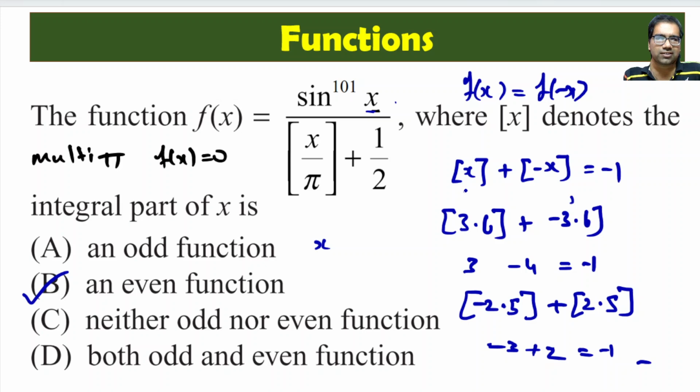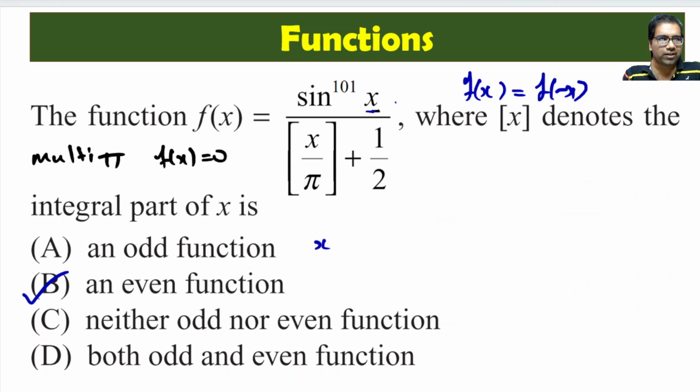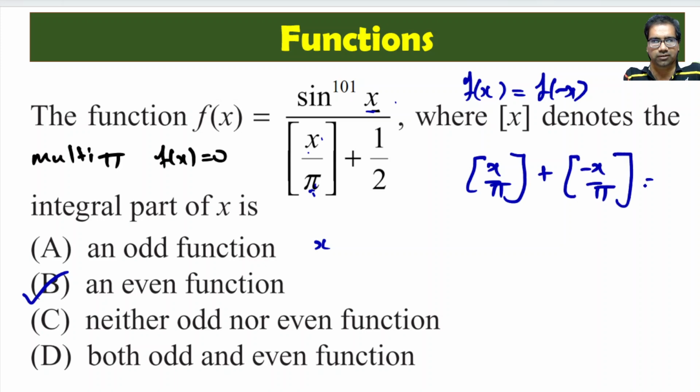So we know greatest integer function of x plus greatest integer function of minus x is always equal to minus 1 as long as x is not an integer. Right, as long as x is not an integer, it is always equal to minus 1. Now, when x is a multiple of pi, then we realize that this is an integer, and whenever x is a multiple of pi, the numerator itself is 0, so we are not concerned. When x is not a direct multiple of pi, then x by pi plus minus x by pi should be equal to minus 1.